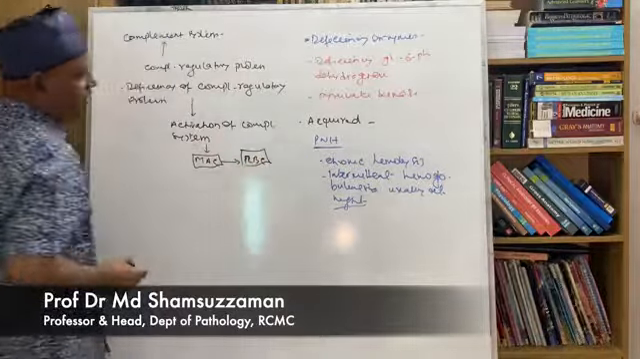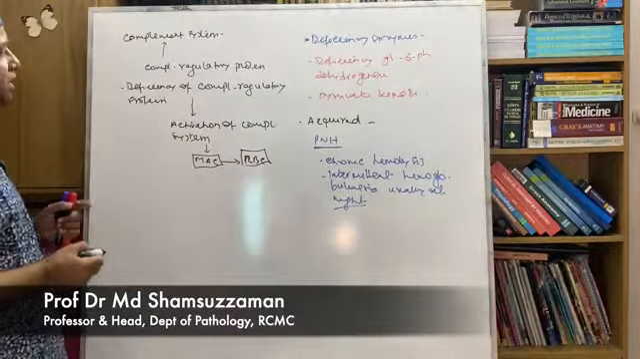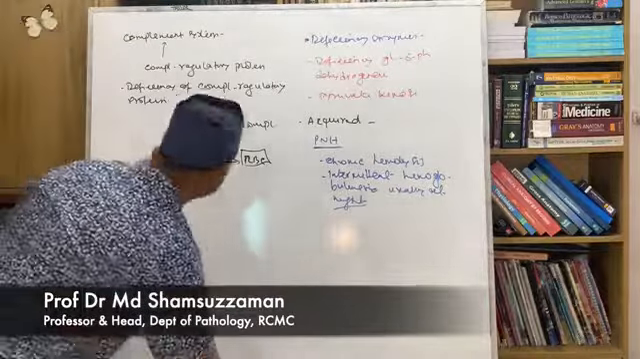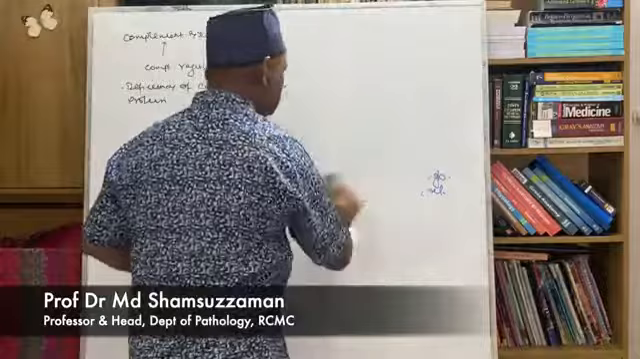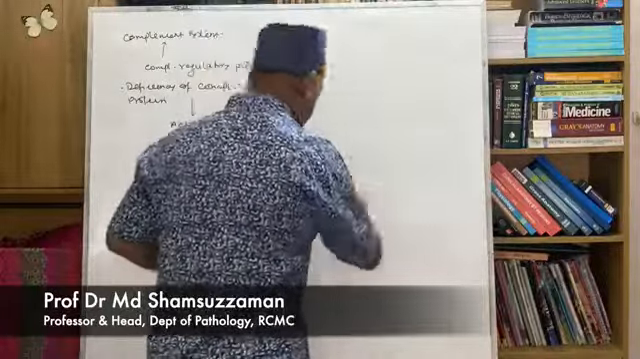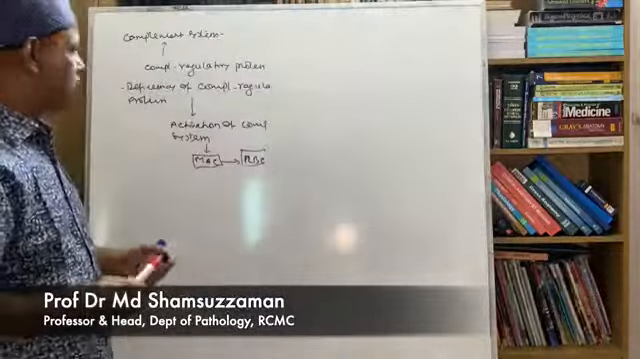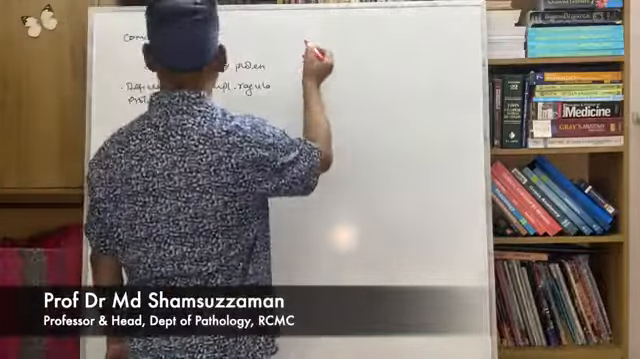So there is intermittent hemoglobinuria in PNH. So this is all about the intracorpuscular defect of hemolytic anemia. Now come to extracorpuscular defect of hemolytic anemia.